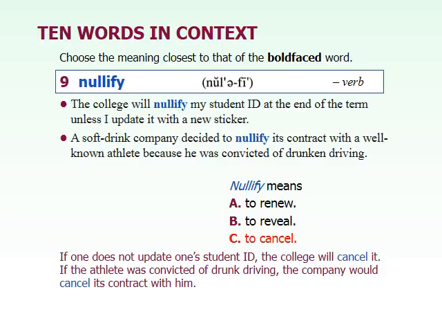In the second one, if they nullified their contract, it means that the contract, this agreement between the company and the athlete, it's not there anymore. It's gone. It doesn't exist. Okay, so nullified doesn't mean make it to zero. It just means make it disappear. That it doesn't exist anymore.